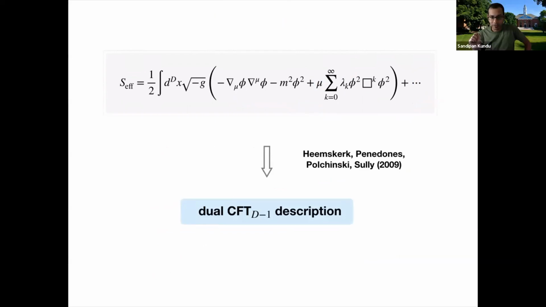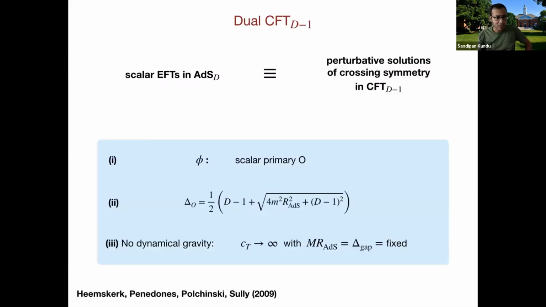And then the next step is, as I said, since this is in AdS, thanks to Heemskerk, Penedones, Polchinski, and Sully, we know that there is a dual CFT description in one less space-time dimension. This follows from a very nice observation that they made: there is a one-to-one correspondence between scalar effective field theories in AdS and perturbative solutions of crossing symmetry in CFT in one less dimension. So this is basically a scalar version of AdS/CFT derived directly from conformal bootstrap, but at the level of 4-point correlators.